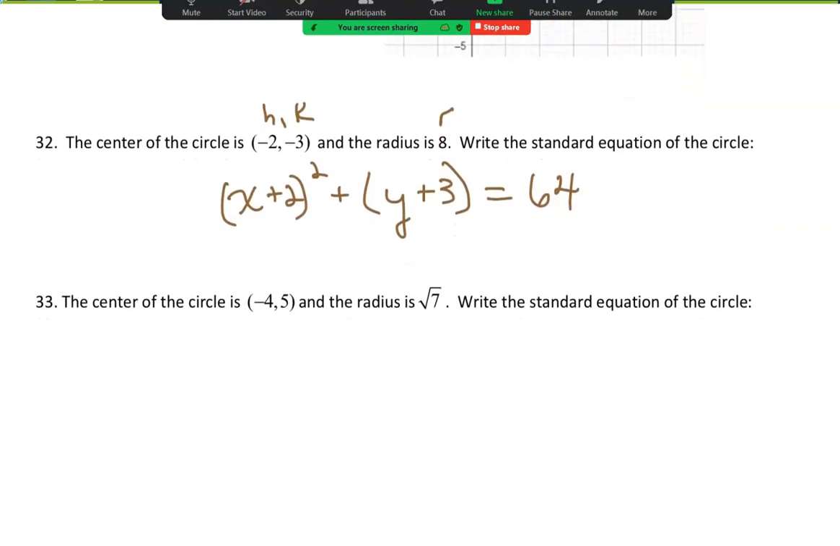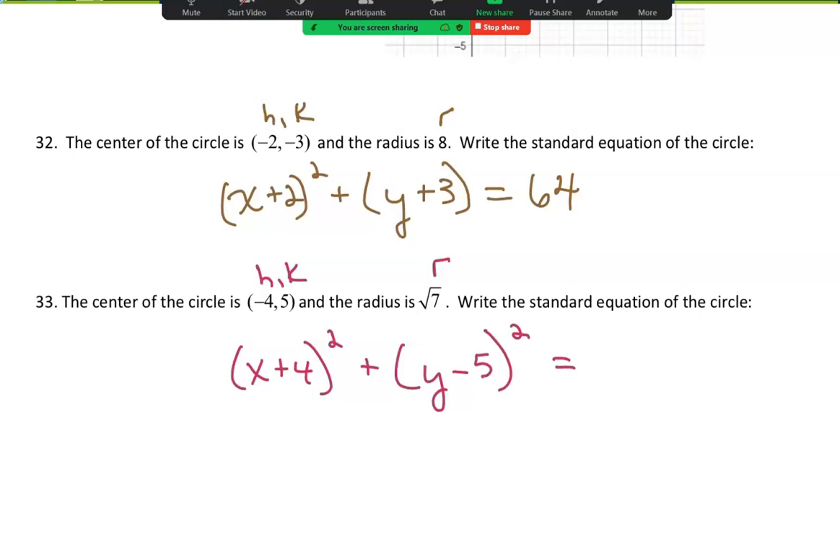Okay, last problem. This one, the center, this is h, k, and this is my radius. Okay, so my equation is going to be (x minus a minus 4), that's plus 4, and square that, plus (y minus a positive 5), so it stays minus, squared, equals, oh look at that, what's radical 7 times radical 7? Well, radical 7 times radical 7 is radical 49, which is a perfect square, so my radius squared is just 7, and we are done.